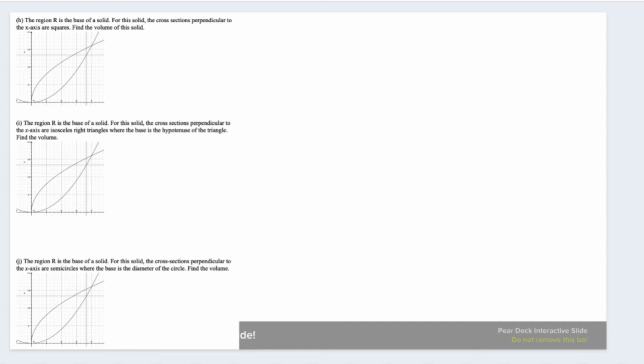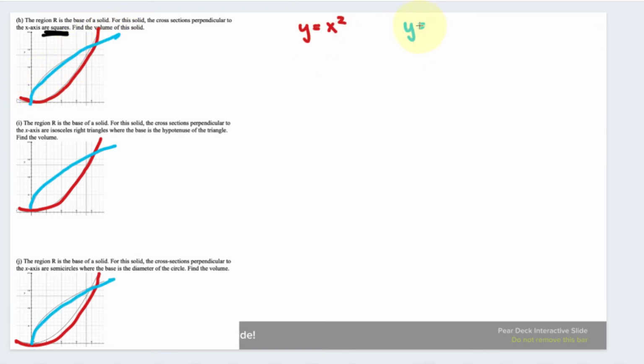So these ones are not rotating. This one just says, for the solid, the cross-section perpendicular to the x-axis are squares. Let me do my colors again. That was y equals x squared. And then these, that was y equals 8 root x. So in the case of my square, this is my base. And then the squares are going to be popping out at me, okay? I'm not good at drawing 3D, but the squares are going to be popping out at me.